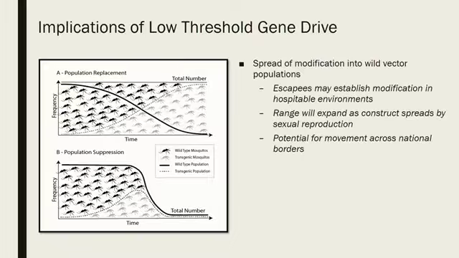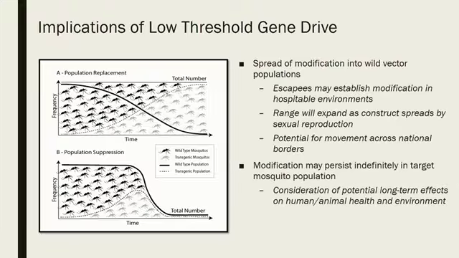So the spread of this gene drive requires consideration of a number of aspects. First of all, if you have escapees in the field, they may establish themselves in surrounding environments. And through sexual reproduction, that construct can spread. Importantly, it may spread so rapidly it can go across borders. So you start in country A and it has potential for moving across to country B. So that is very different from a number of other vector control interventions.